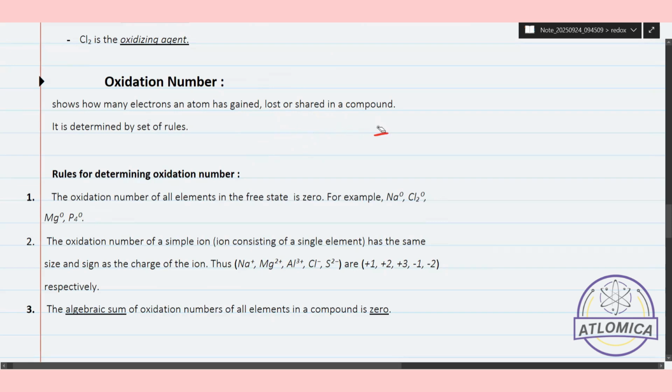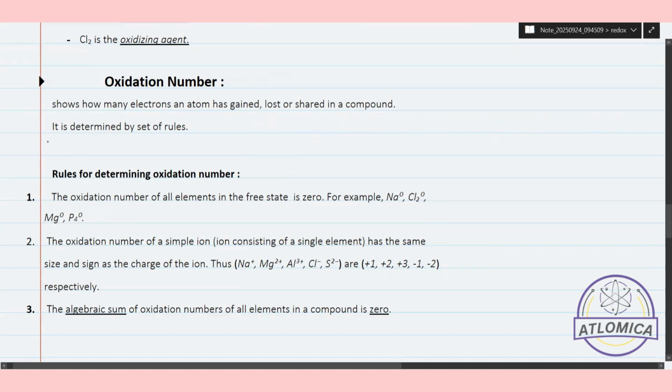But when you say that oxygen in H2O has an oxidation number of -2, but the charge is 0, then it may sound confusing. So what is oxidation number, and why does oxygen have an oxidation number of -2 but a charge of 0? We'll see that.